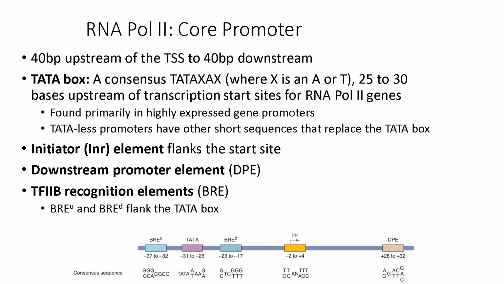The core promoter spans about 40 base pairs upstream and downstream of the transcription start site, TSS. It often contains a TATA box, a well-conserved DNA sequence located roughly 25 to 30 bases upstream. However, many promoters lack a TATA box and instead include alternative elements like the initiator, Inr, the downstream promoter element, DPE, and BRE sequences that flank the TATA region. These motifs help define where transcription begins and how efficiently it proceeds.